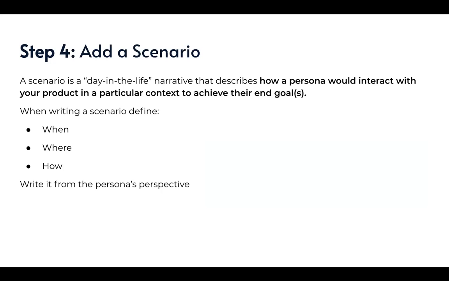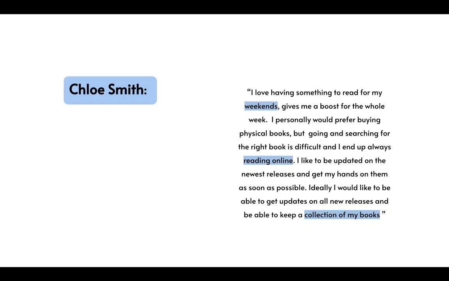In the case of Chloe, the scenario is: I love having something to read for my weekends. Weekends give me a boost for the whole week. I personally would prefer buying physical books, but going and searching for the right book is difficult, and I end up always reading online. Weekends are when I like to be updated on the newest releases and get my hands on them as soon as possible. Ideally, I would like to be able to get updates on all new releases and be able to keep a collection of my books.